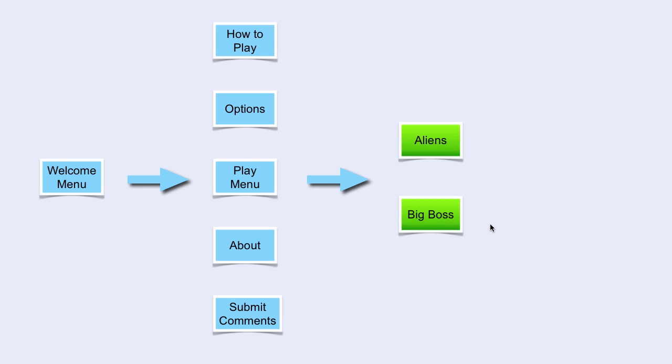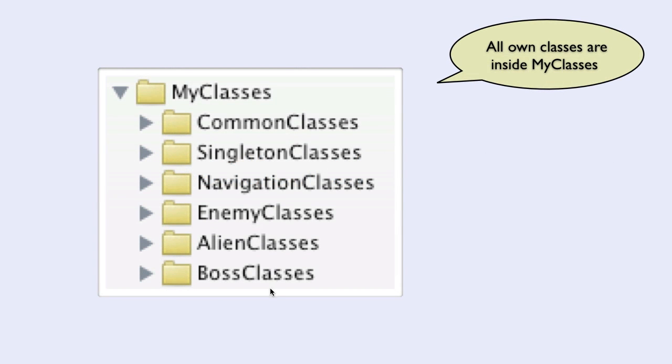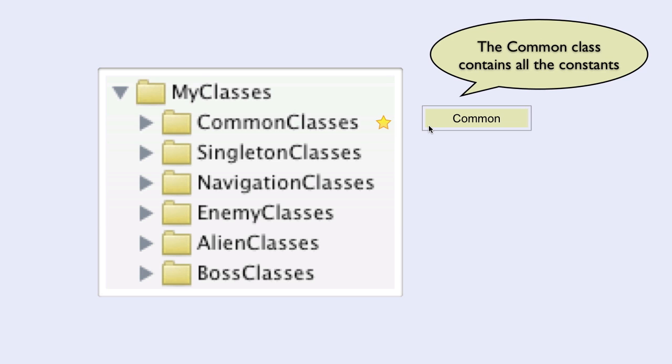Let's now discuss the organization of our classes. Here is the structure we will use. All our own classes will be inside the group called My Classes. Inside the common group, we will have one class called Common, where we define all our constants. Right now, we'll only have one class. But in the future, it could be a good idea to split this into several classes.